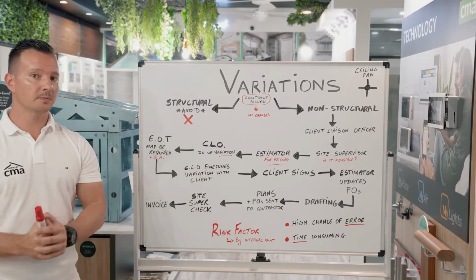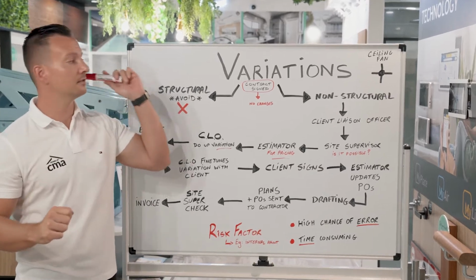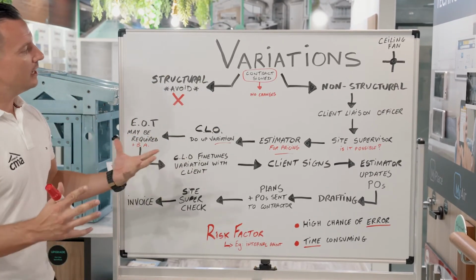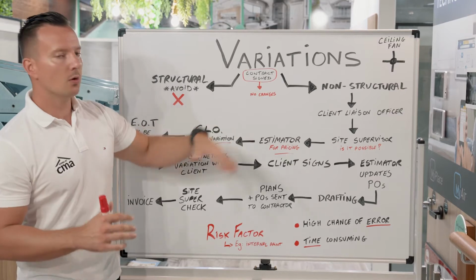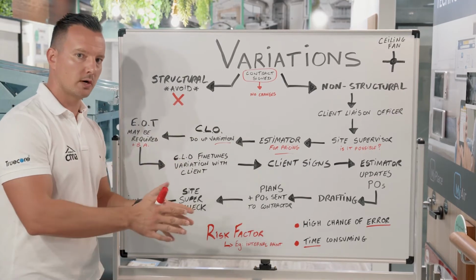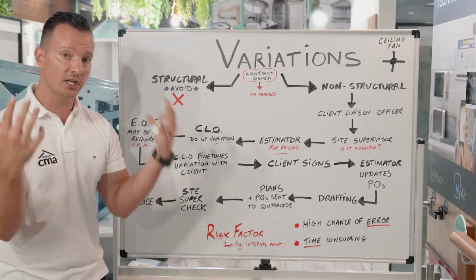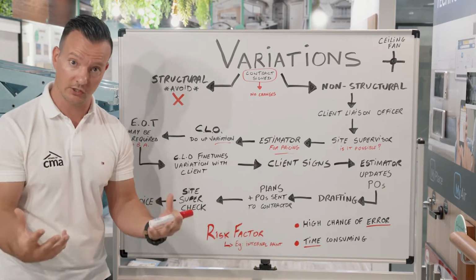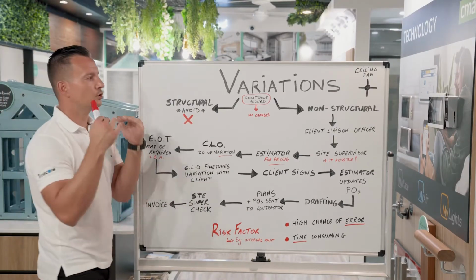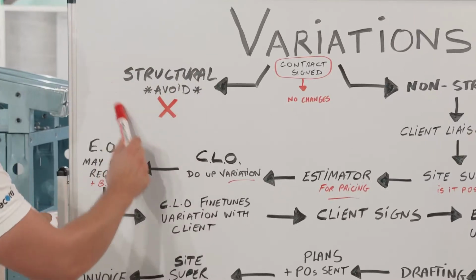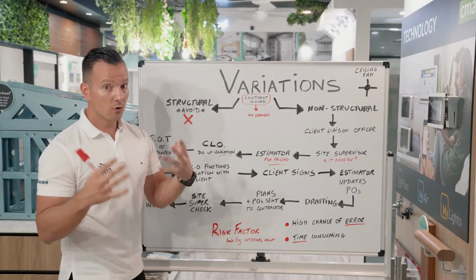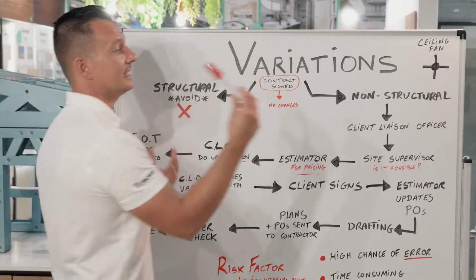I'm the director of Homes by CMA, and today is all about variations. A variation is pretty much a change once you have signed your contract. So once you have signed your contract, any changes you want to make is called a variation. The variation will fall into two categories. The first one is a structural, which you really want to avoid. And the second one is a non-structural.